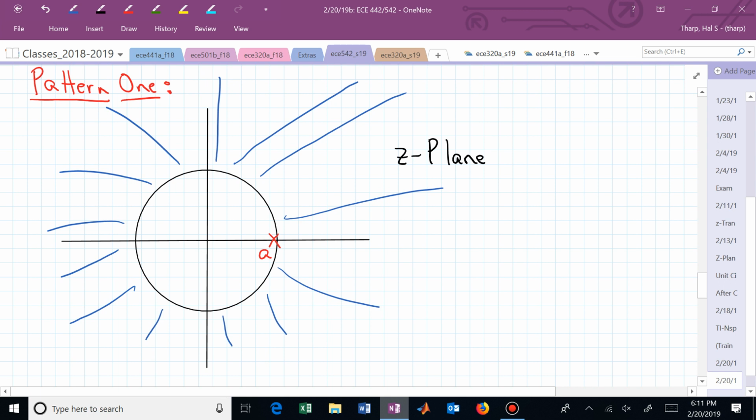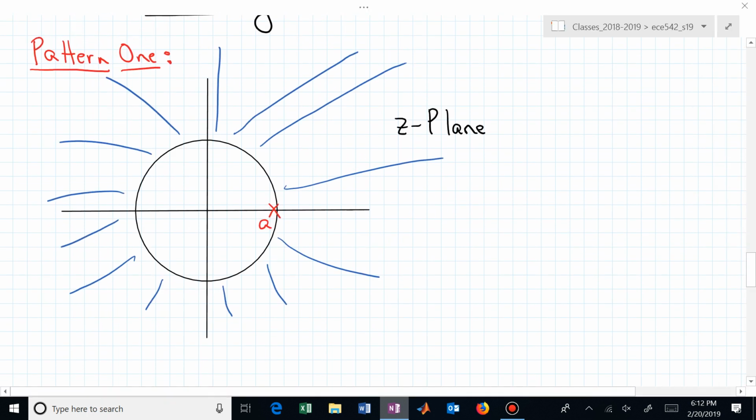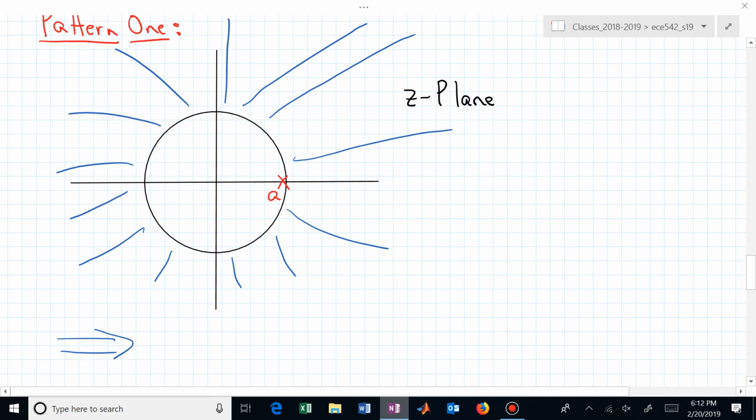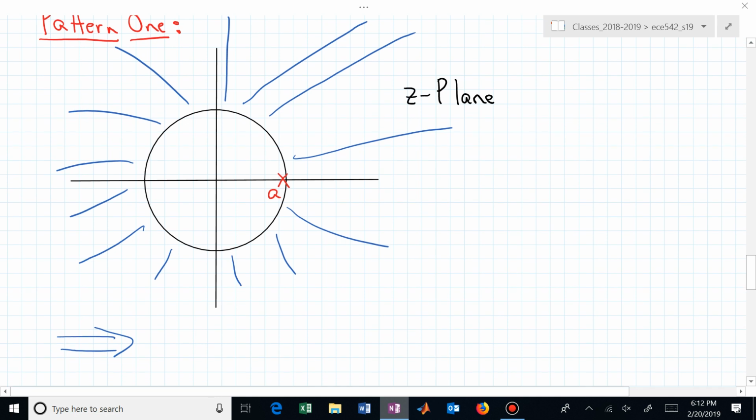Pattern 1 corresponds to what interval of support? Two-sided, one-sided, and if it's one-sided, is it in non-negative or is it in negative for this pattern? You just told me you knew all of these region of convergences. Is this two-sided? It's not a donut, is it? It's one-sided. Is it causal or non-causal? Causal. So this one now corresponds to a causal.